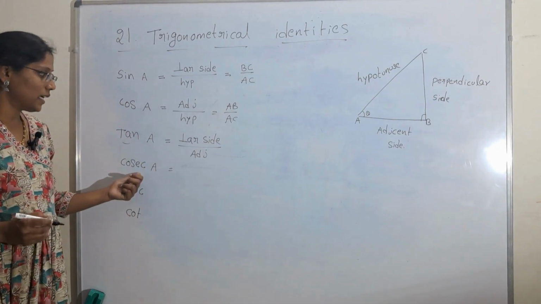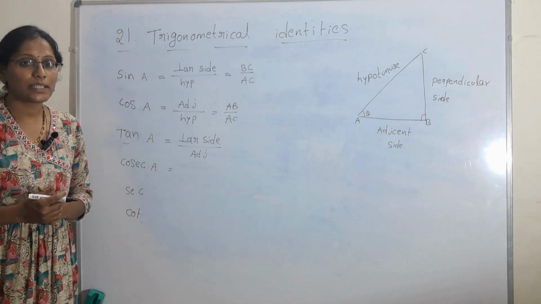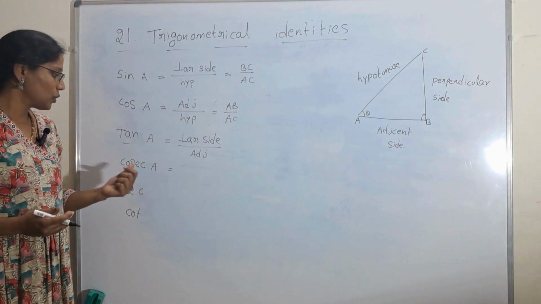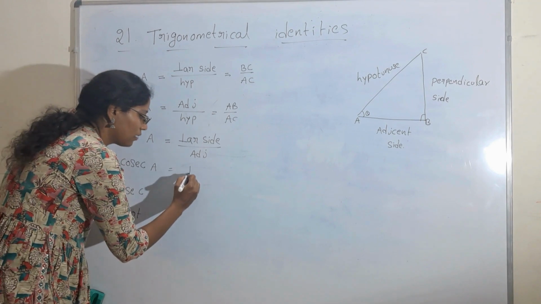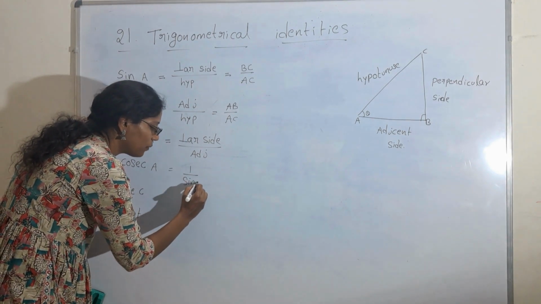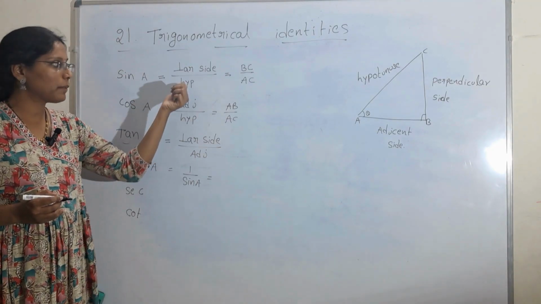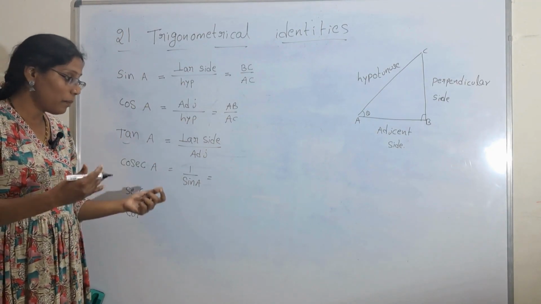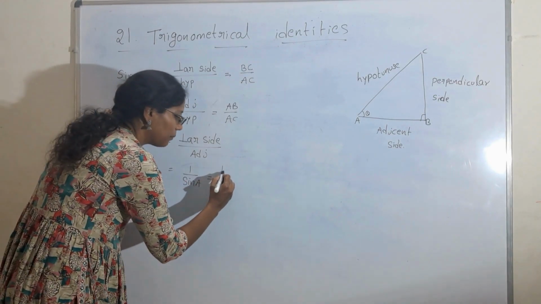Cosecant A means reciprocal of sin A. Sin and cosecant are reciprocals, so cosecant A is equal to 1 by sin A. Sin A formula is perpendicular side by hypotenuse. 1 by sin A means we write in reverse order: hypotenuse by perpendicular side.